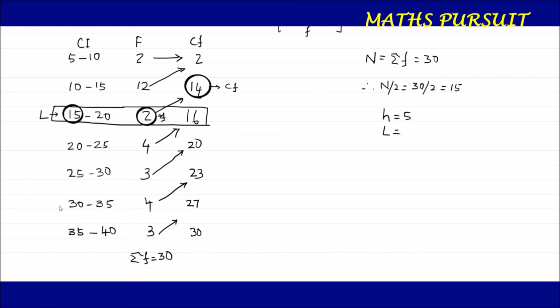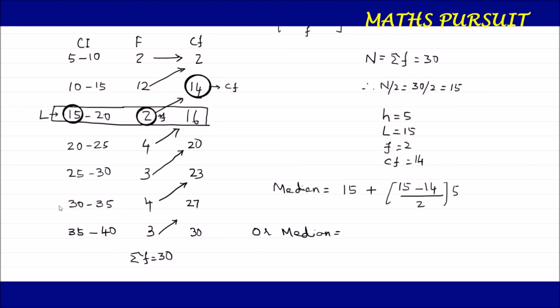We got the lower limit as 15, the frequency as 2, and the cumulative frequency as 14. So with this data in hand, we can calculate the median as L, which is 15, plus n by 2, that is 15, minus cumulative frequency 14, upon frequency, which is 2, into class height, which is 5. Or I can write median is equal to 15 plus, 15 minus 14 is 1, so we get 1 upon 2 into 5.